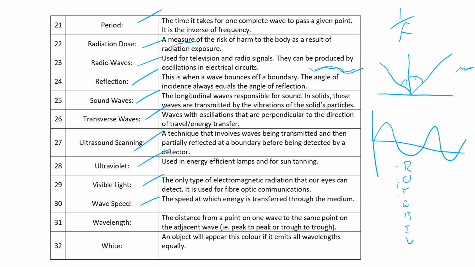The distance from a point on one wave to the same point on the adjacent wave. Okay, so have a look at this diagram here. From there to there is a wavelength. From there to there is a wavelength. From there to there is a wavelength. An object will appear this color if it emits all wavelengths equally, white.